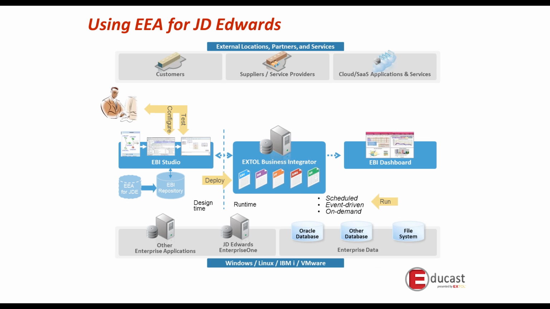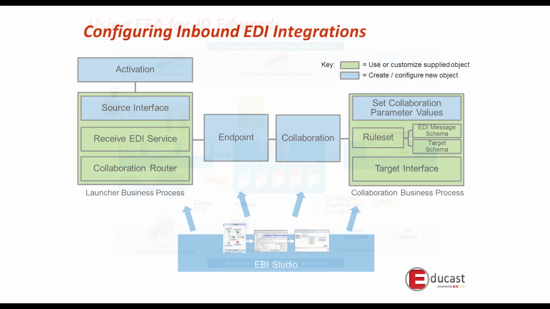Okay, now I mentioned that EEA for JDE consists of customizable integrations, and this diagram shows the default pattern for inbound EDI integrations, consisting of a launcher process on the left that manages inbound communications and initiates EDI processing, and a collection of collaboration business processes on the right that process individual EDI transactions like order transactions or invoice transactions according to the needs of your business.